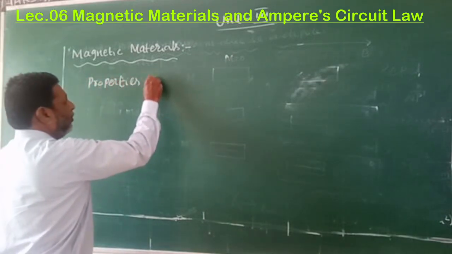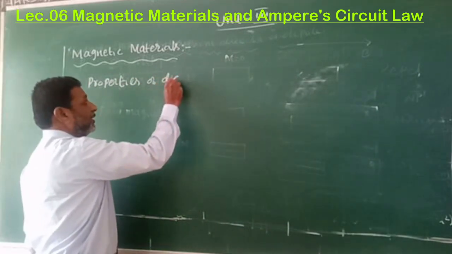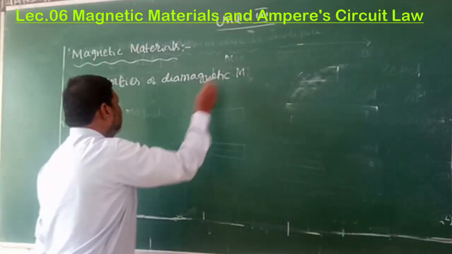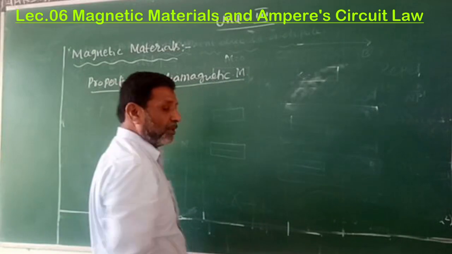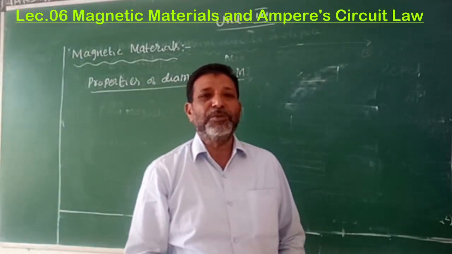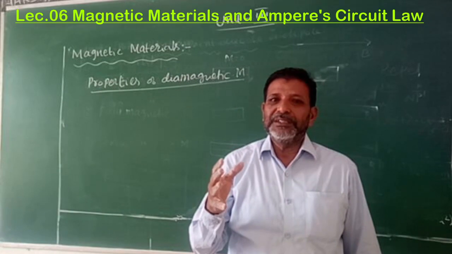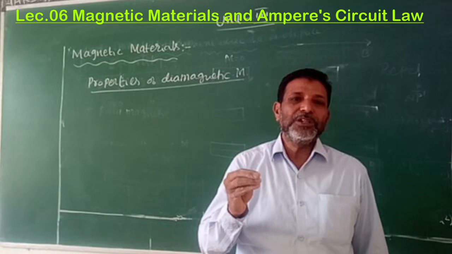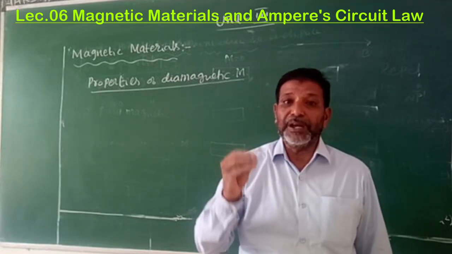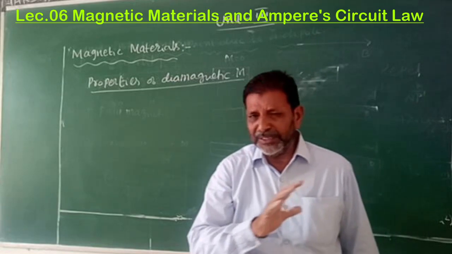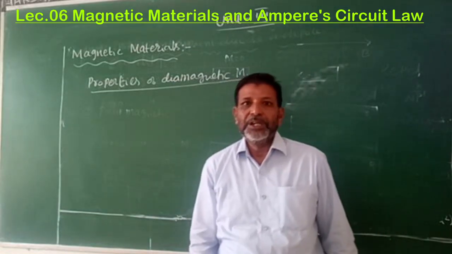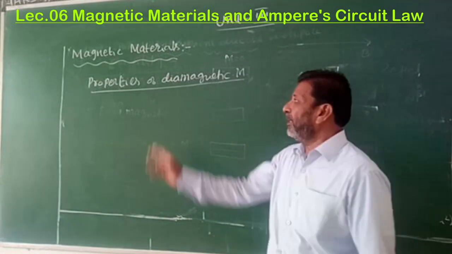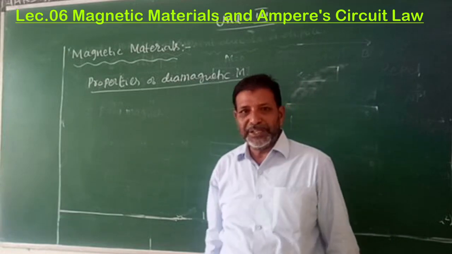Properties of diamagnetic material. Let us discuss one by one. One more point, I want your attention here. When you understand the properties of diamagnetic material, then very easily you can write the properties of paramagnetic and ferromagnetic materials. Just first try to understand carefully the properties of the diamagnetic materials.